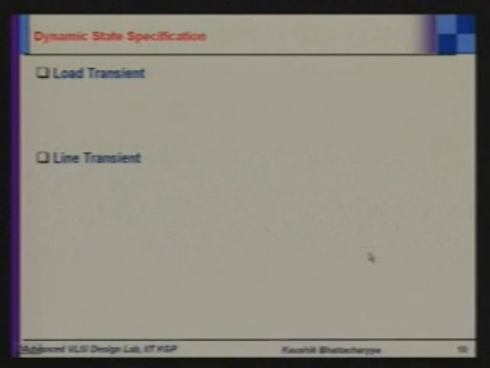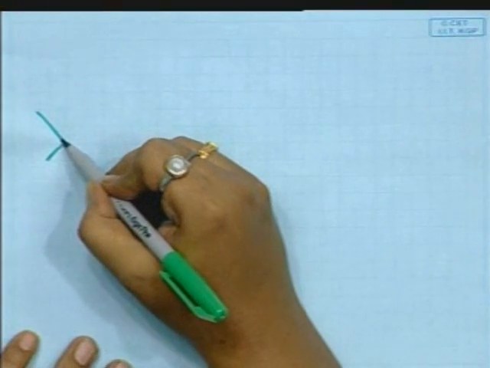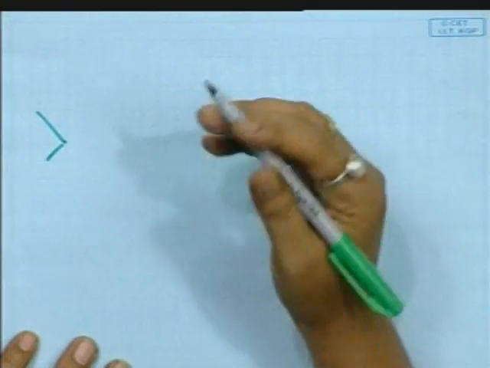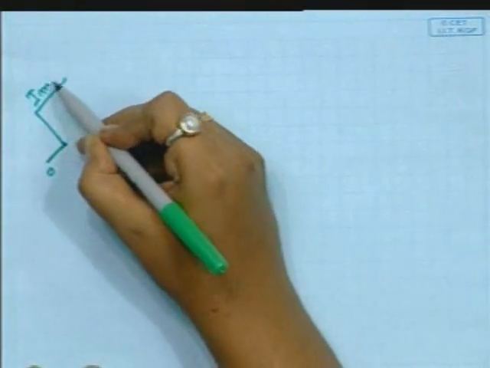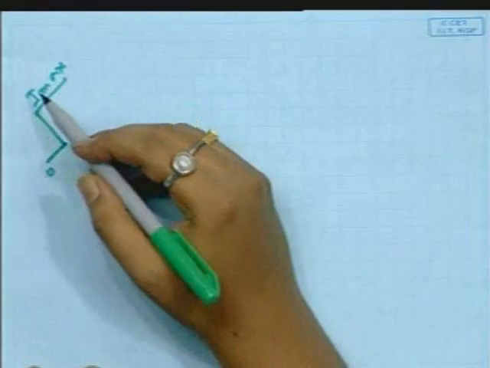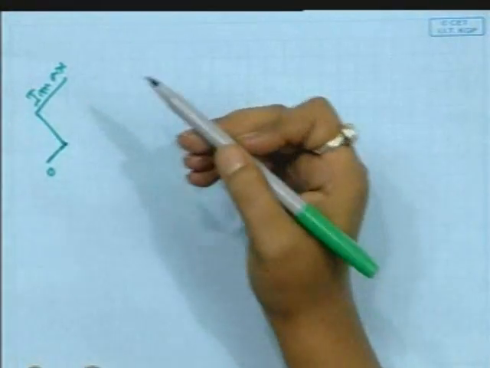Next, dynamic state specification. First, I will introduce load transient. Load transient means when the load current varies. We used to model the output load as a load current or resistive load. Suppose a load current is varying from 0 to its maximum value. At that time, during this transition period, what will happen?